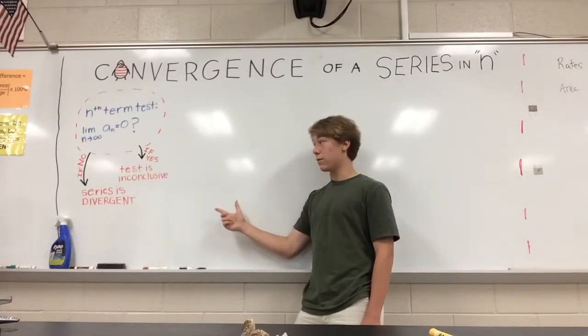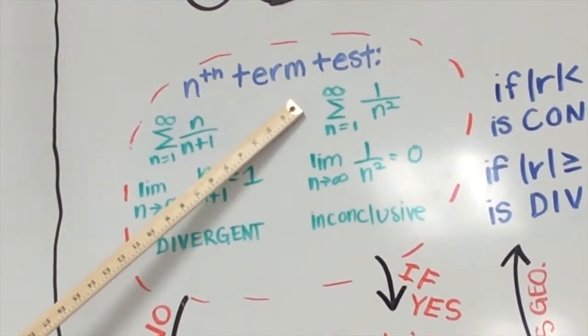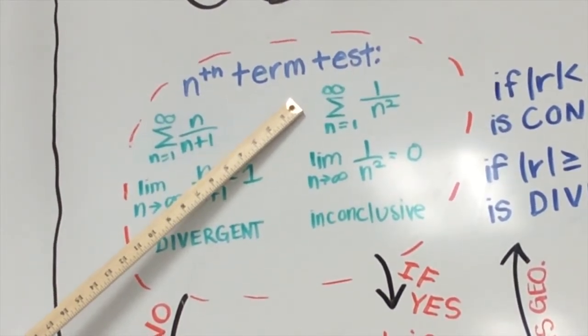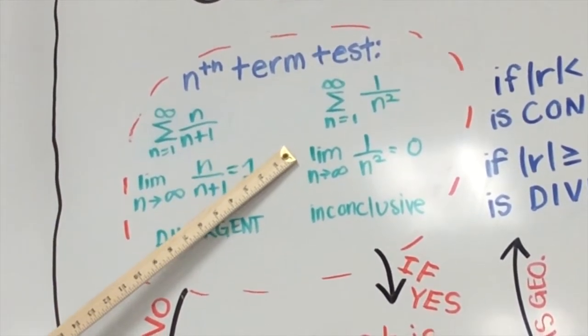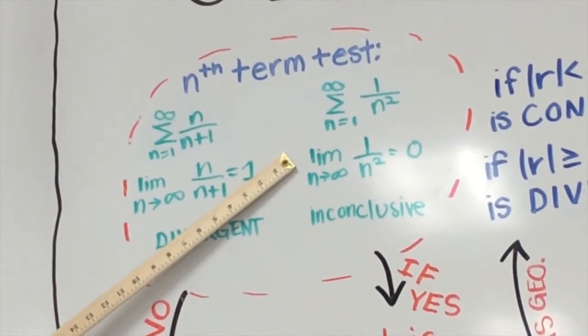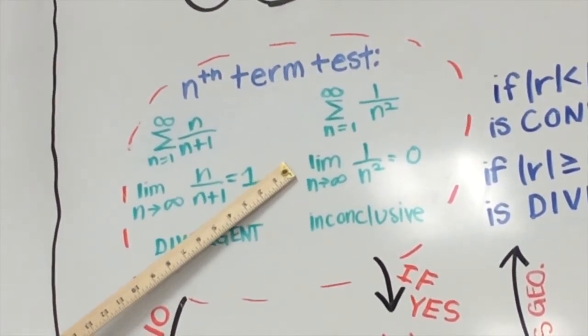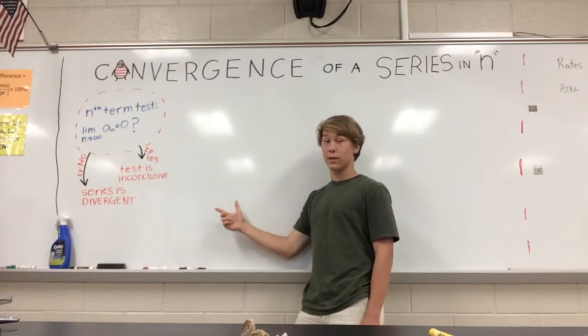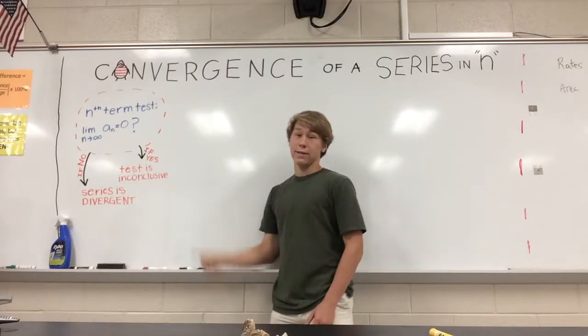this is inconclusive. For the second example, we have the summation from 1 to infinity of 1 over n squared. Since the limit as n goes to infinity of 1 over n squared equals 0, the nth term test is inconclusive. You have to try this.